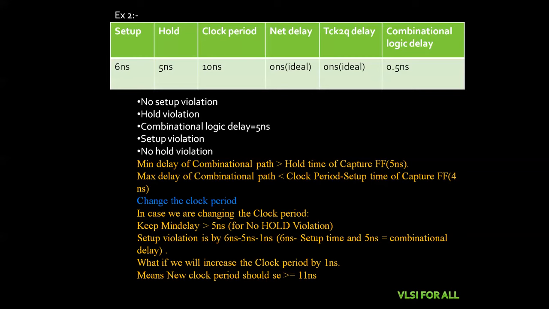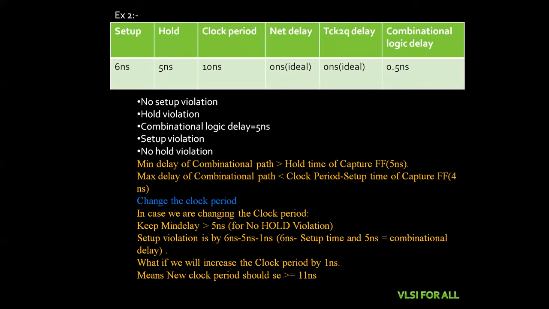So we are not rectifying those two at a time. By changing the combinational logic delay, we can't rectify this issue, because according to the above inequalities, the minimum delay must be greater than 5 nanoseconds, and the maximum delay less than clock period minus setup time, which is 10 minus 6 or 4 nanoseconds. The maximum value less than 4 nanoseconds and minimum value greater than 5 nanoseconds is impossible. So we cannot rectify this problem by changing the combinational logic delay.